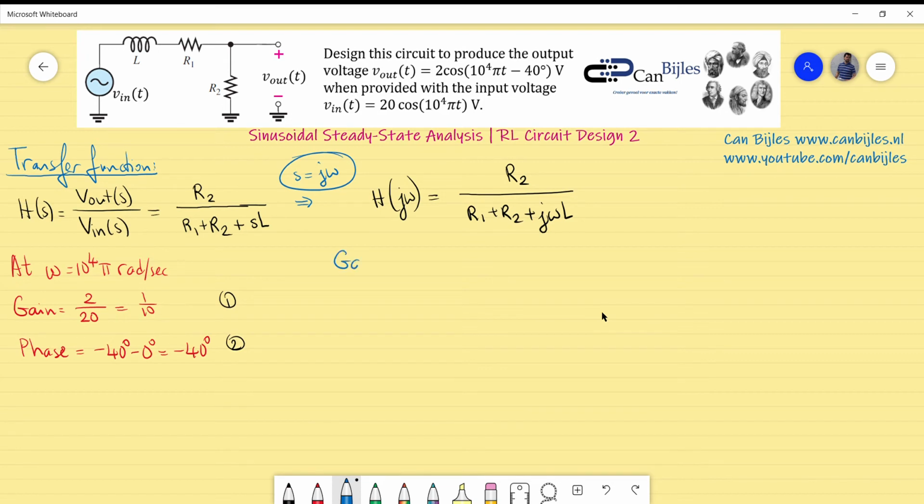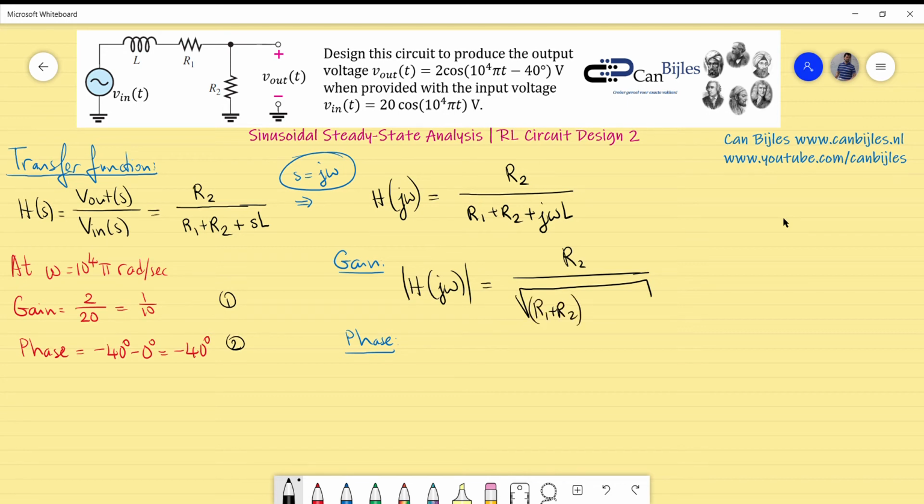What we have is the following: so the gain, and I have also the phase. So I will use these two expressions. So what do I have? I have now an expression for the gain, which is the absolute value of this will be the R2 divided by the square root, so the length of this vector. So that's actually a complex expression. The real part squared plus the imaginary part, which is just omega times L squared. This is actually the gain. For phase, I will use phi omega.